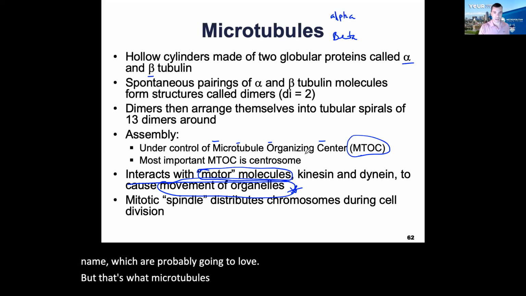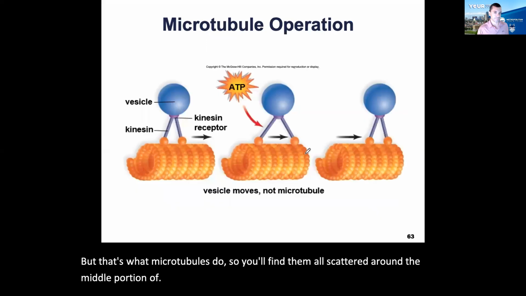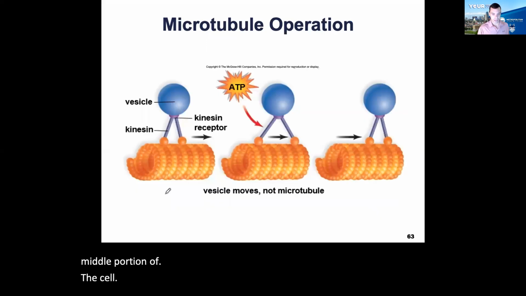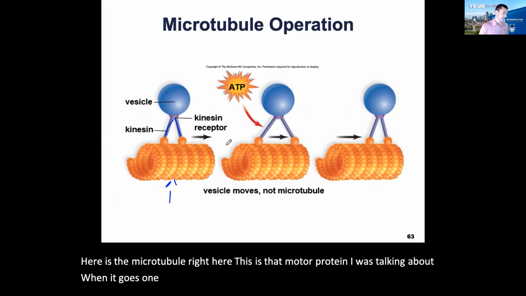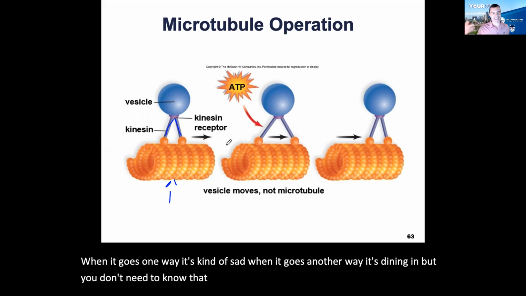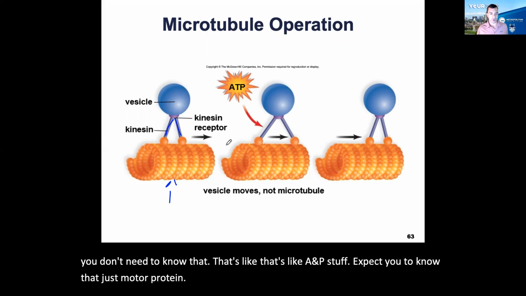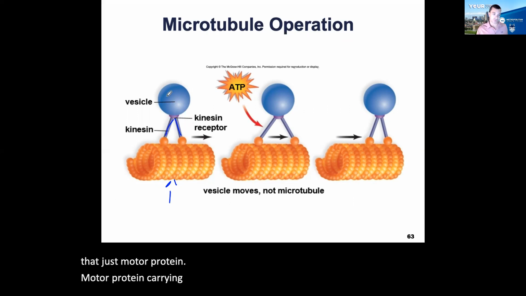So you'll find them all scattered around the middle portion of the cell, okay? Here's the microtubule right here. This is that motor protein I was talking about. When it goes one way, it's kinesin. When it goes another way, it's dynein, but you don't need to know that. That's like A and P stuff, okay? I don't expect you to know that. Just motor protein, okay? Motor protein carrying the vesicle. It looks like a dude carrying a big sack, like I said. And in that video that I'll show you next week, it really looks disturbing, just without a head. Disturbing.